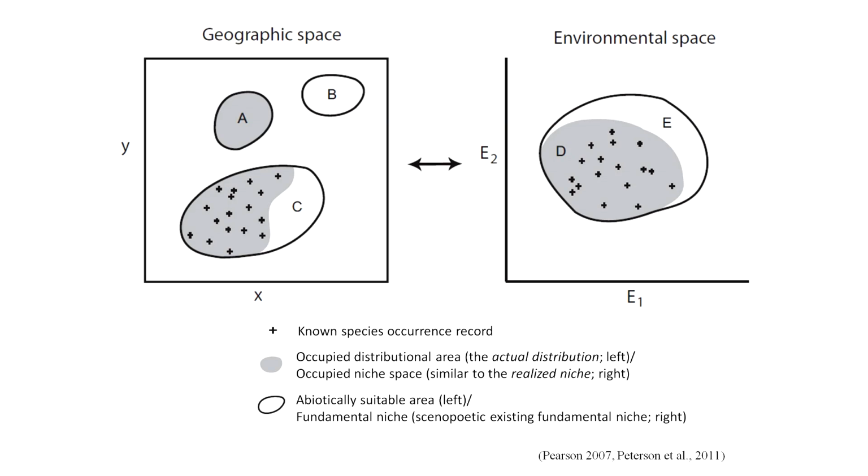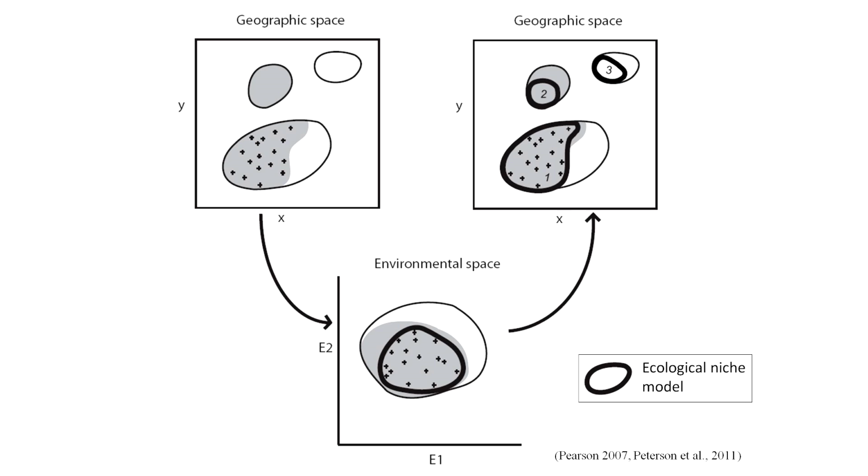We talked about geographic space. We talked about environmental space. We talked about what we already know. The only thing that we know are the species occurrence records, and then these concepts of actual distributions, occupied niche space, abiotically suitable area, fundamental niche, etc. So I'm going to take that same conceptual diagram and start thinking about what we do with a distribution model, with an idealized distribution model.